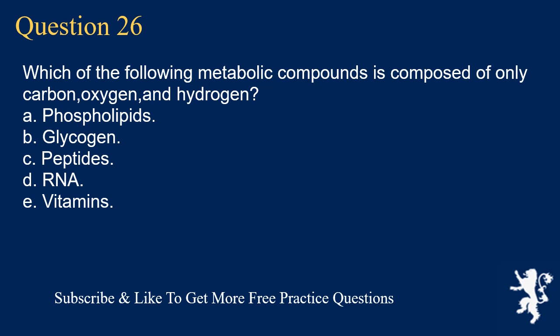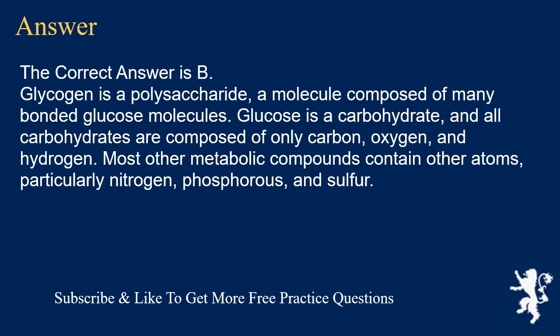Question 26. Which of the following metabolic compounds is composed of only carbon, oxygen, and hydrogen? A. Phospholipids. B. Glycogen. C. Peptides. D. RNA. E. Vitamins. The correct answer is B. Glycogen is a polysaccharide, a molecule composed of many bonded glucose molecules. Glucose is a carbohydrate, and all carbohydrates are composed of only carbon, oxygen, and hydrogen. Most other metabolic compounds contain other atoms, particularly nitrogen, phosphorus, and sulfur.